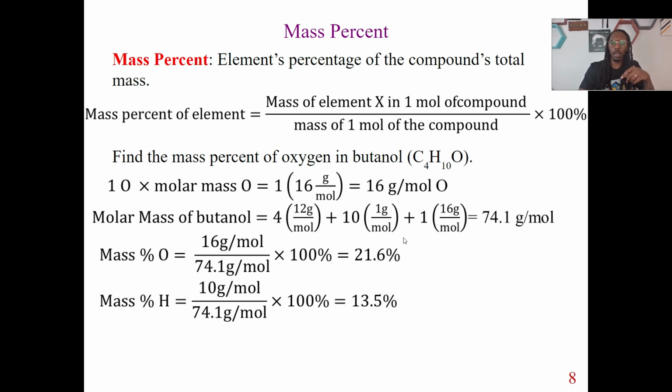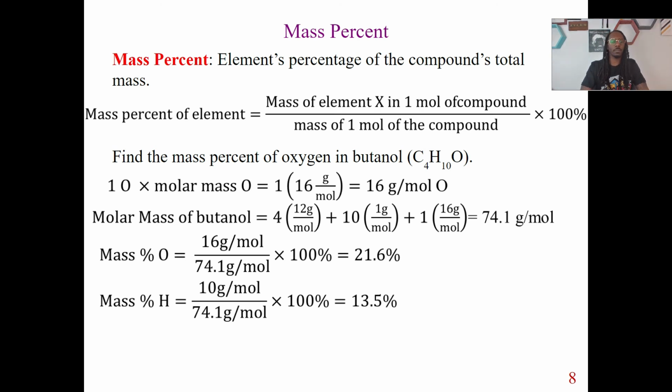So we already determined it here, right? 10 times 1, that's going to be 10. Because I have 10 hydrogens, and I understand that the atomic mass of hydrogen is just 1. So I got my 10 on my top. And on the bottom, we already found the molar mass of butanol, so this is going to be super fast, right? 74.1 grams per mole. So 10 divided by 74.1 is going to give me my number. And then we just have to multiply by 100%. In this case, the mass percentage of hydrogen is 13.5%.